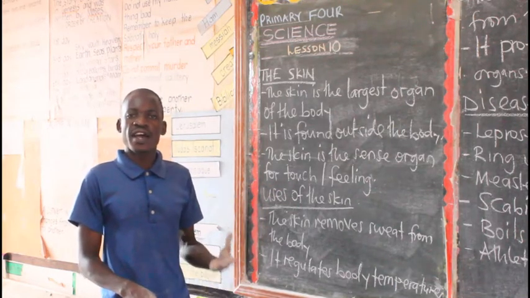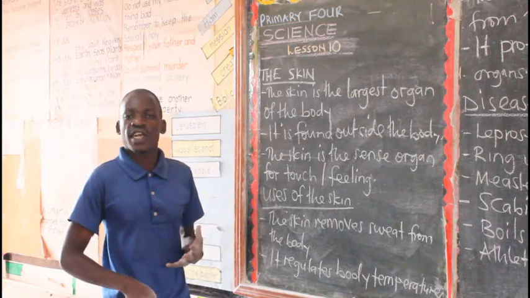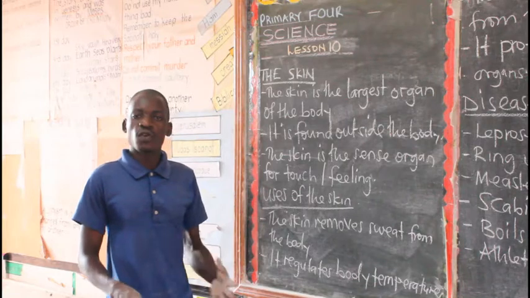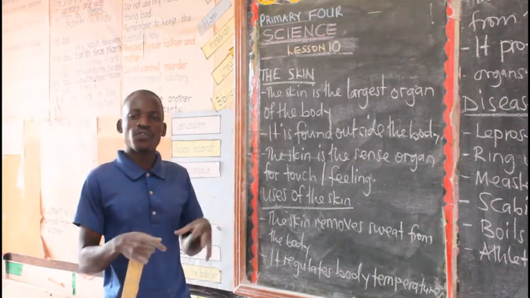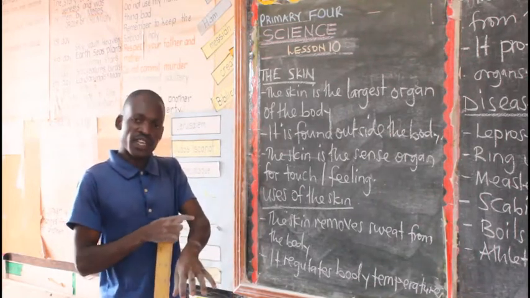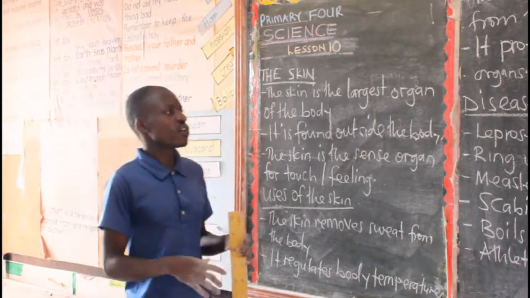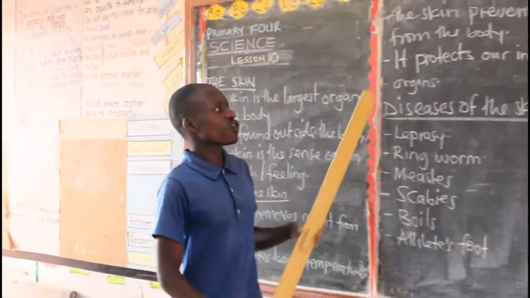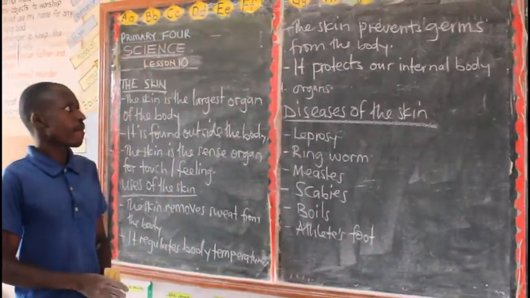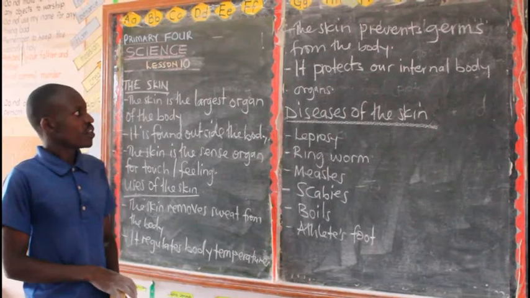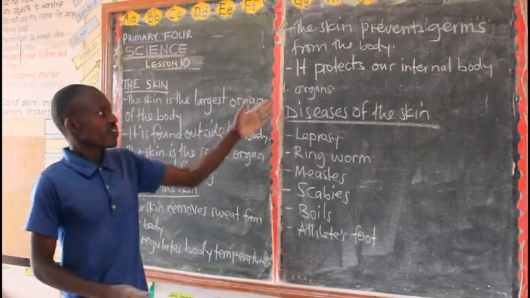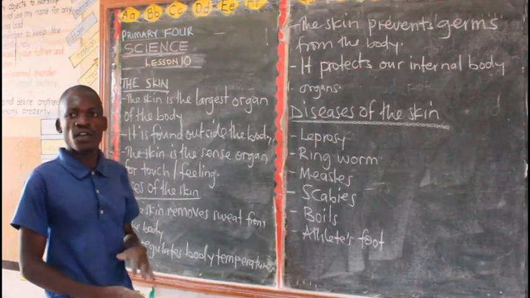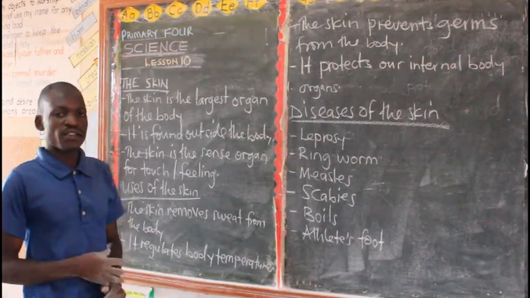Then when the temperatures are high, you find yourself sweating. Like on hot days, people sweat more to reduce the temperature. And on cold days, people develop goose pimples on their skin, such that they reduce the heat which is coming out of the body. Then the skin also prevents germs from entering our bodies. Lastly, the skin protects our internal body organs. All our internal body organs are covered outside by the skin.